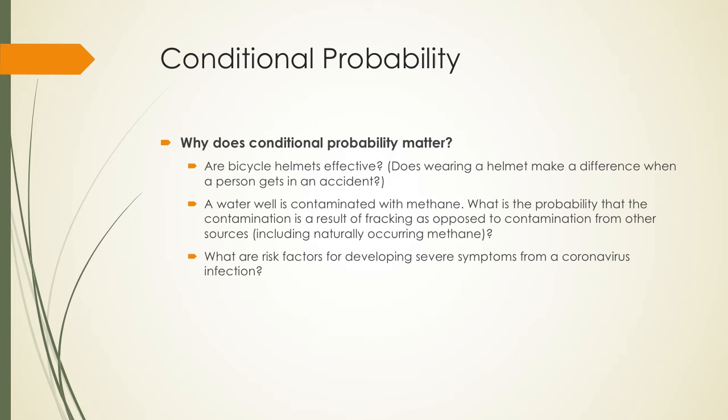Why are we looking at this idea? We can use it to help us understand and answer the following kinds of questions. Are bicycle helmets effective? That is, does wearing a helmet make a difference when a person gets in an accident? A water well is contaminated with methane. What is the probability that the contamination is a result of fracking as opposed to contamination from other sources, for example, naturally occurring methane? What are the risk factors for developing severe symptoms from a coronavirus infection? Each of these questions asks how the probability of an event is affected by some additional information, and thus can be addressed using conditional probability.